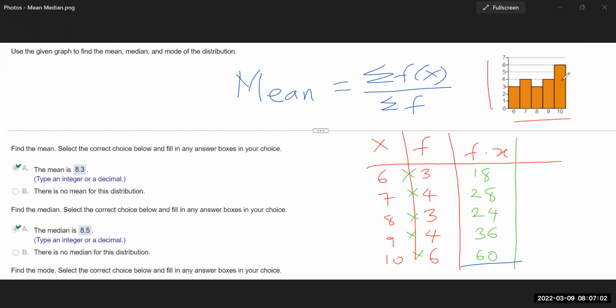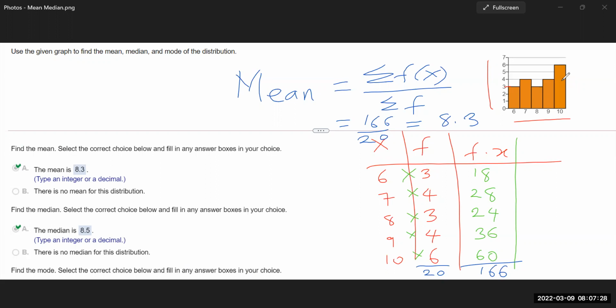Is that okay? When you do 18 plus 28 plus 24 plus 36 plus 60, what do you have? This will give you 166. And how about the sum of the frequencies? Now, this is giving you a total frequency of 20. So your mean is going to be 166 over 20. And 166 over 20 will give you 8.3 as your mean.